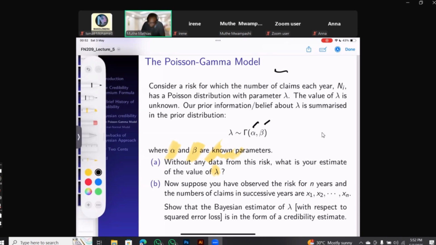So I'm asking about this part here. What do you think should be the estimate of lambda if we don't have any information from the risk itself?